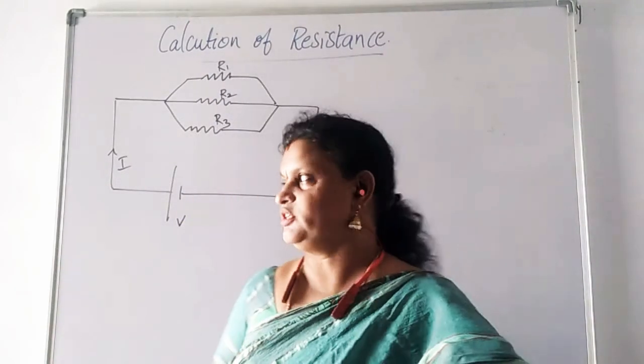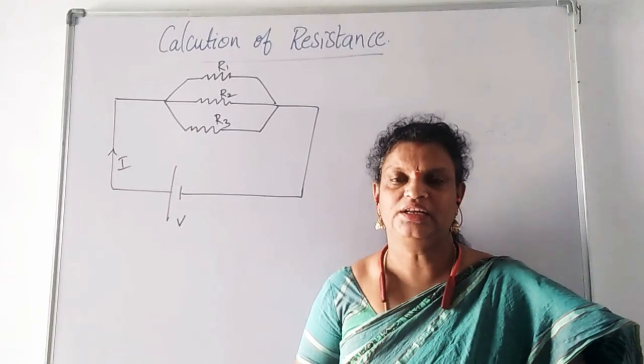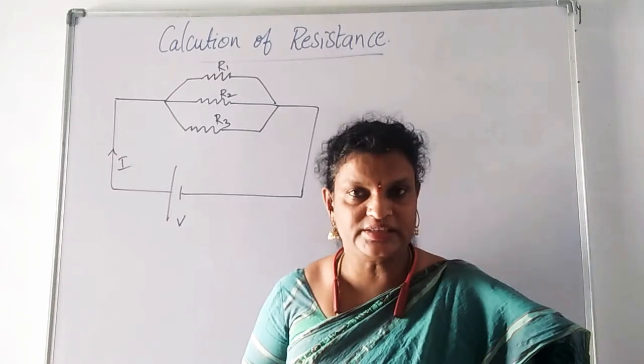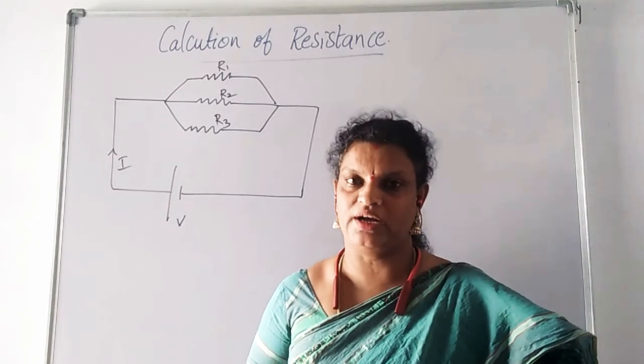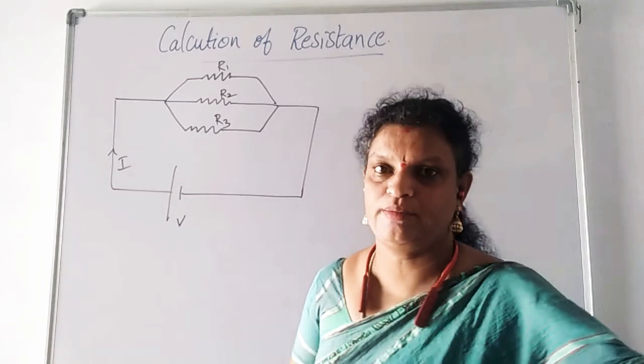Now let us see about resistors. If they are connected in parallel, how do we calculate the resistance? Here you can see the three resistors R1, R2 and R3 are connected in parallel to each other. How can we say that they are connected in parallel?